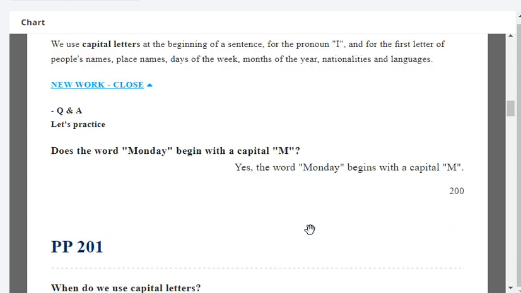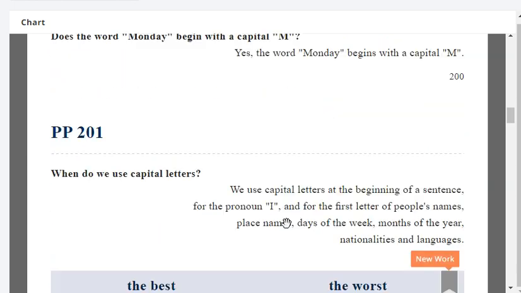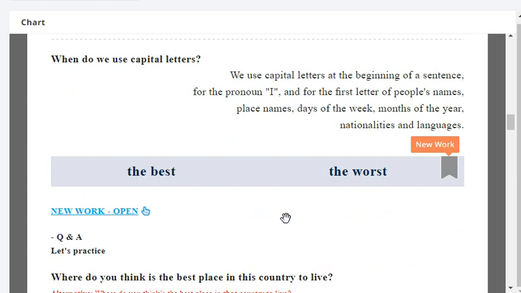Okay, let's practice. Does the word Monday begin with a capital M? Yes. The word Monday begins with a capital M. Very good. When do we use capital letters? We use capital letters at the beginning of a sentence.